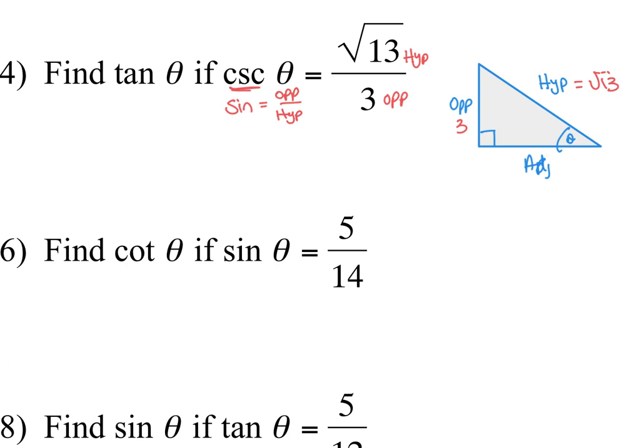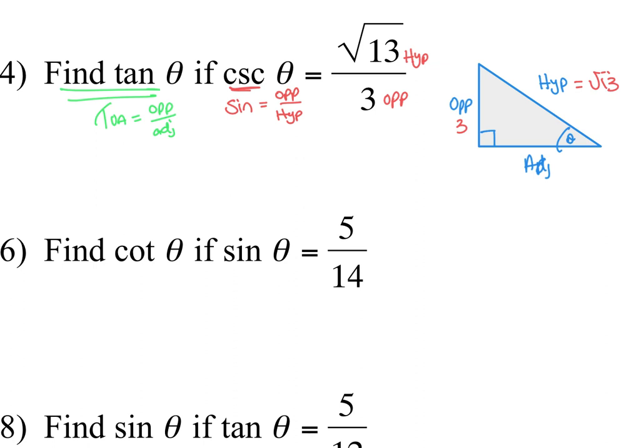What do they want me to find? They said find tangent, right? What is tangent? Tangent is which of your two sides? Opposite over adjacent. I'm missing one of my sides. This looks just like my first page now. Does everybody see how this is just like my first section? I have a triangle.